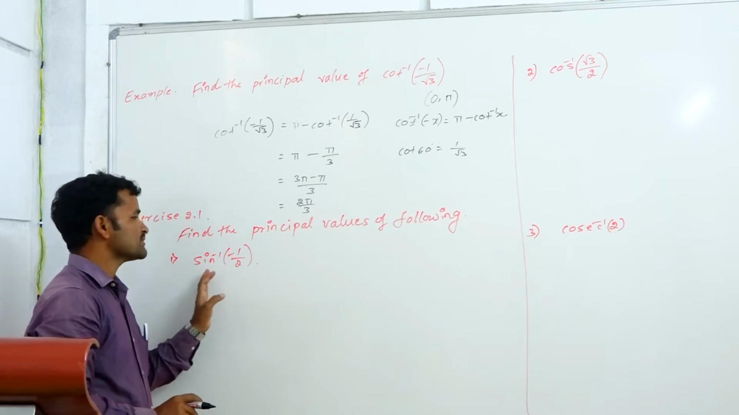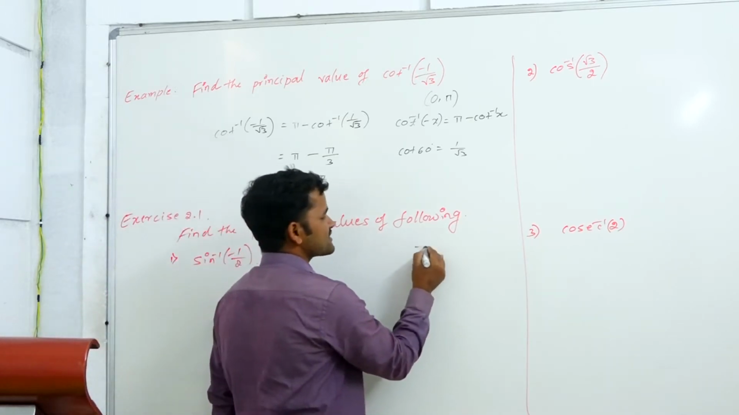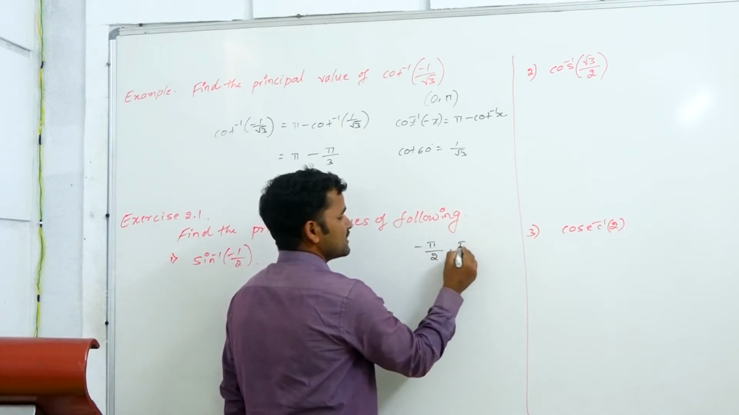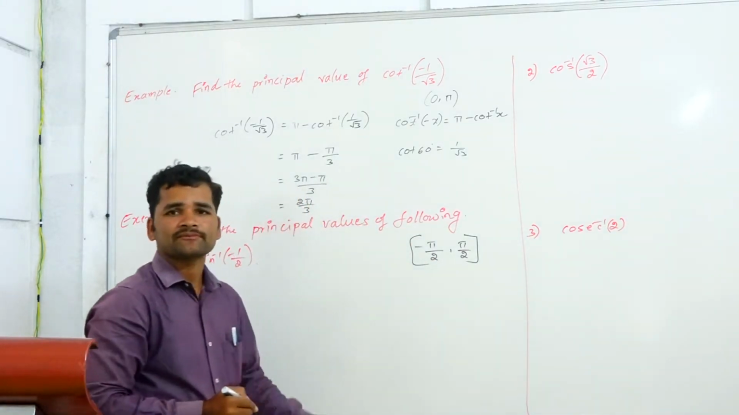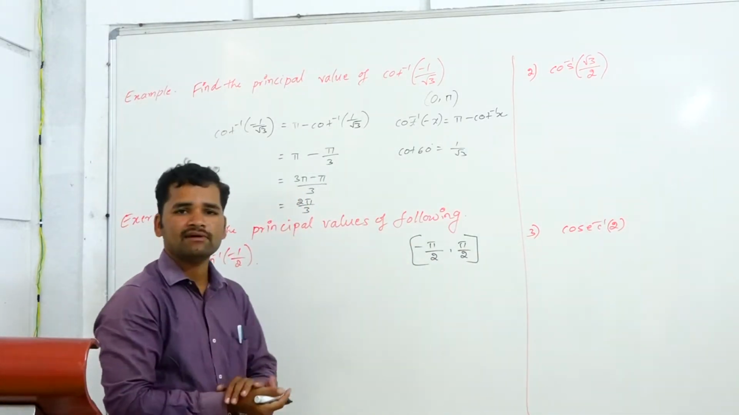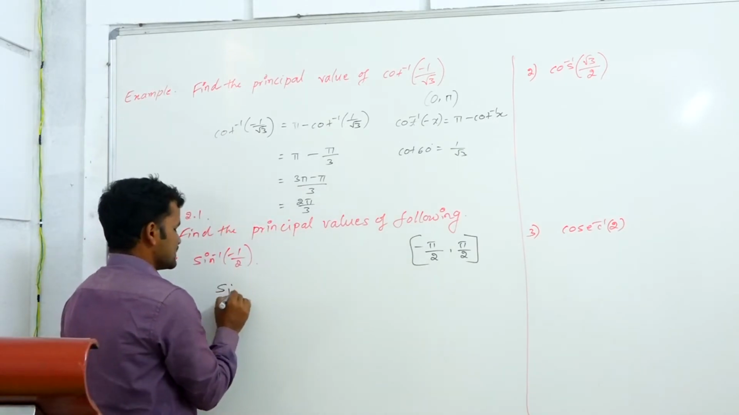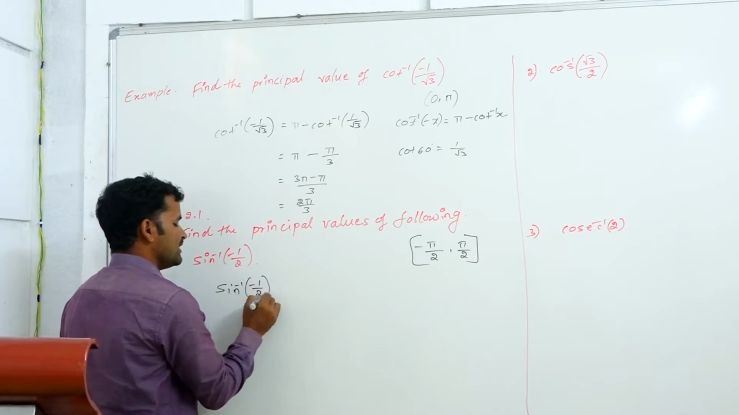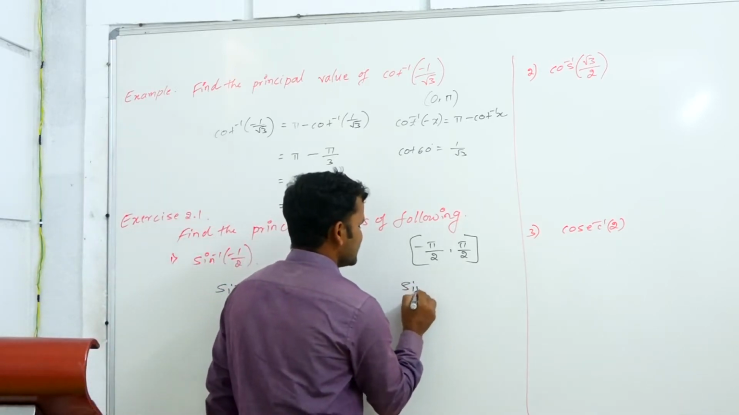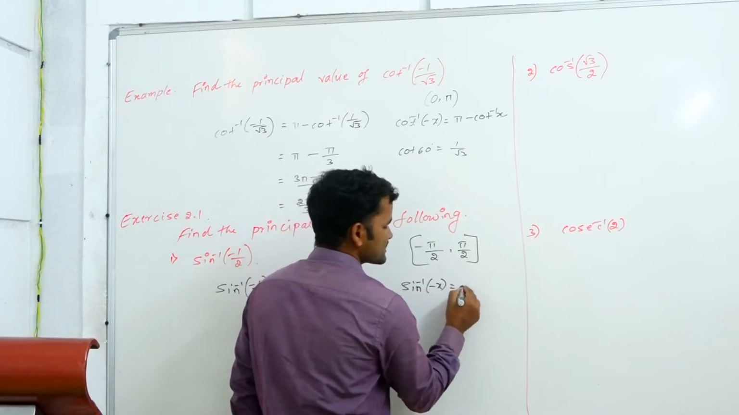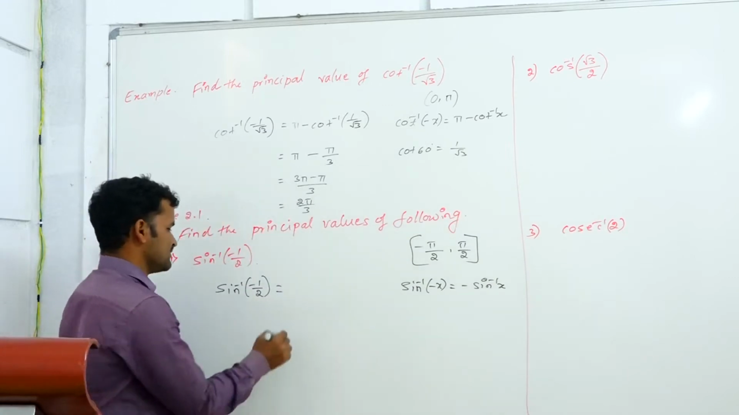What do you do? First of all, you write the principal value branch of sine inverse. That is the closed interval minus pi by 2 to plus pi by 2. Within that, we should write a value for this. Here we have sine inverse of a negative value. Use the property sine inverse of minus x is equal to minus sine inverse of x.